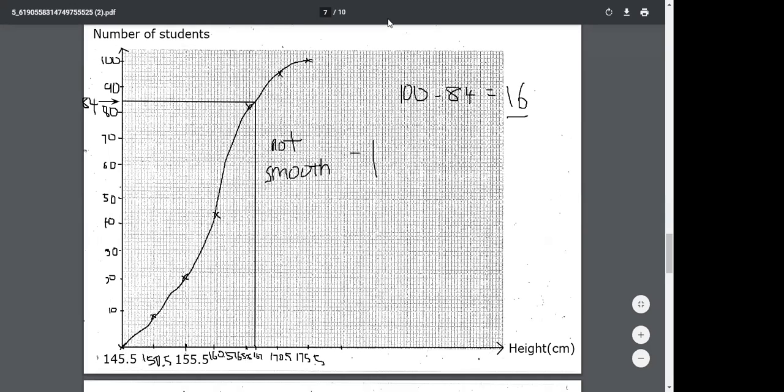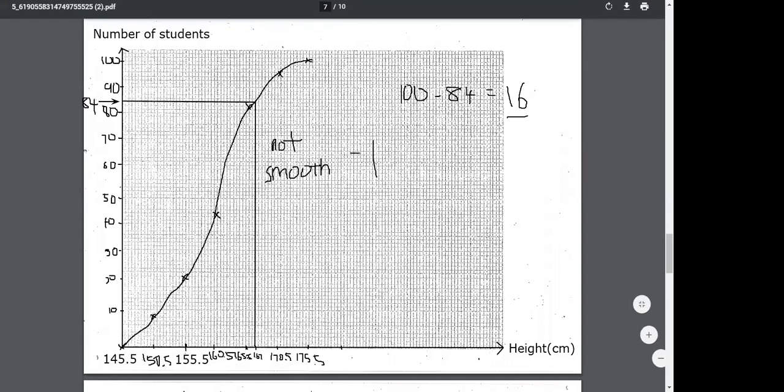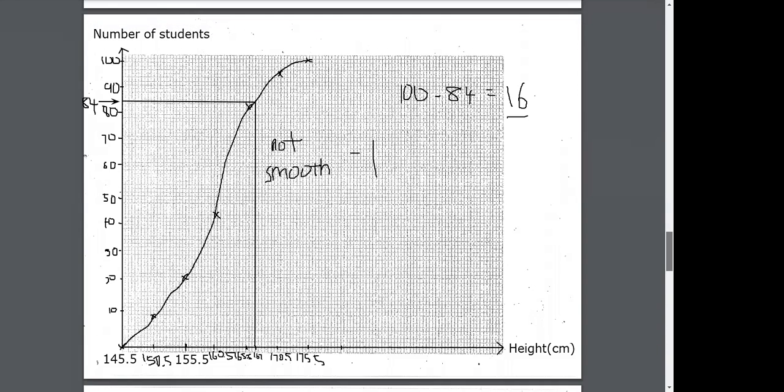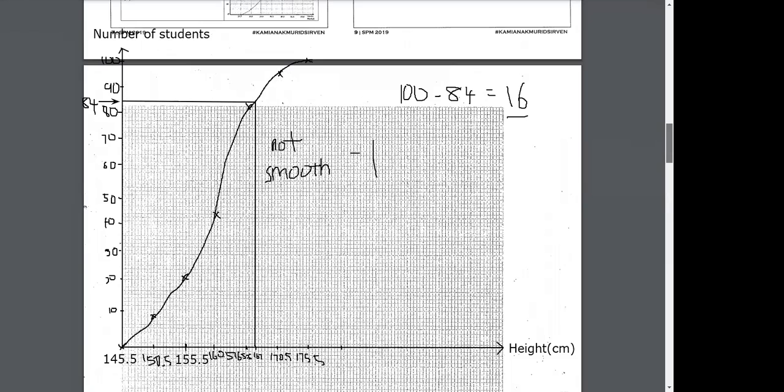Usually you will lose marks in the smoothness of a graph, but don't be worried. Just try harder and get the full marks on it. Okay, that's the first question. So now we move on to the second question.